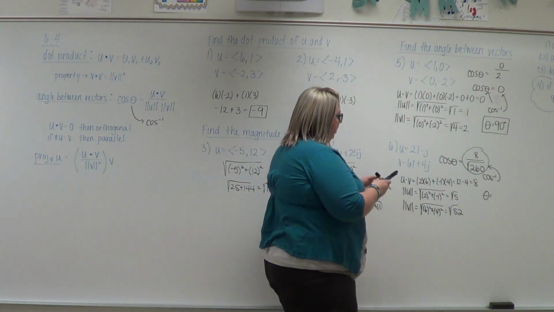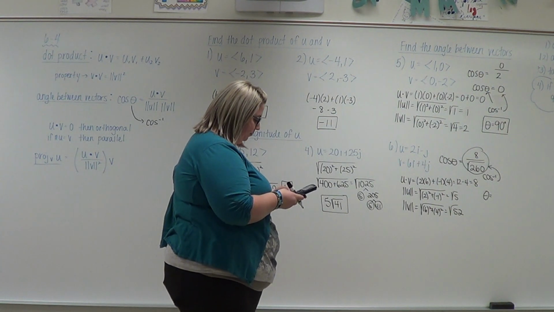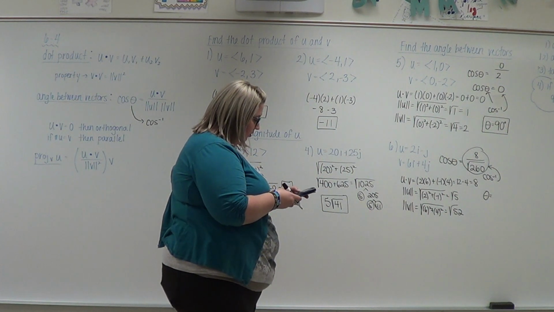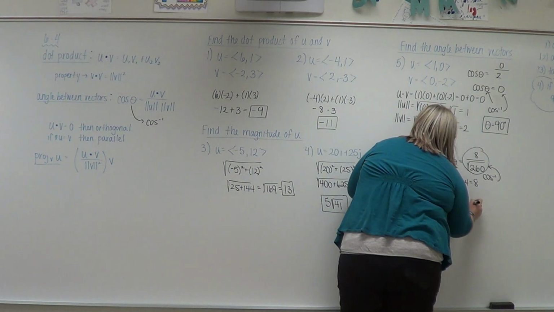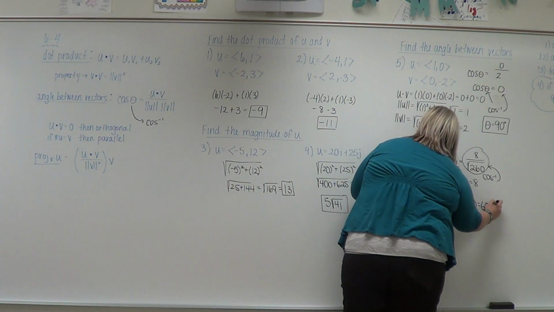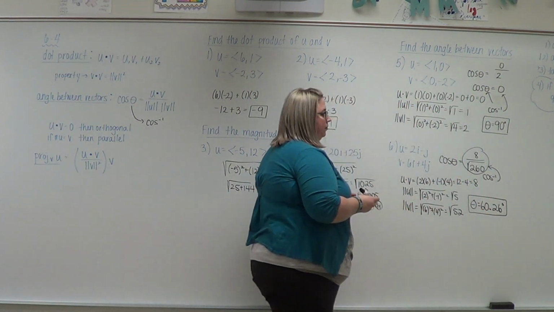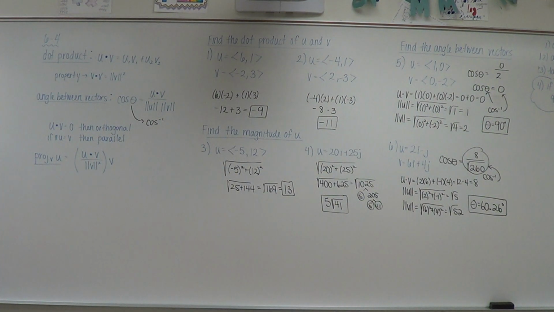Okay, so if I do 8 divided by the square root, and then I do cosine inverse, I get that my angle is equal to 60.26 degrees. Okay, so now we've done the dot product. We've done the angles between vectors.